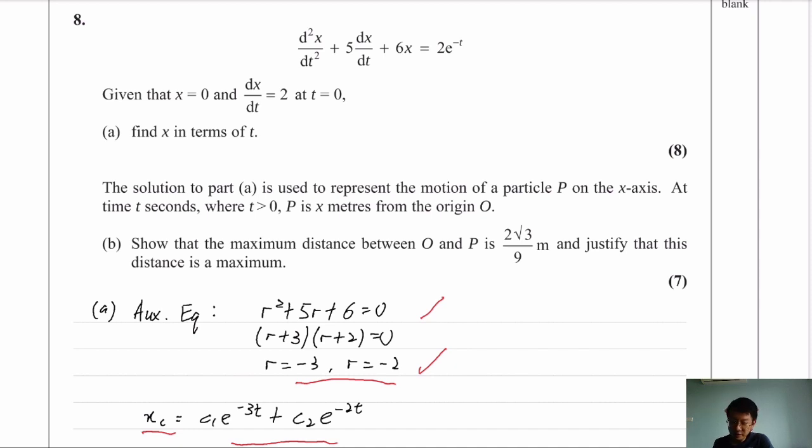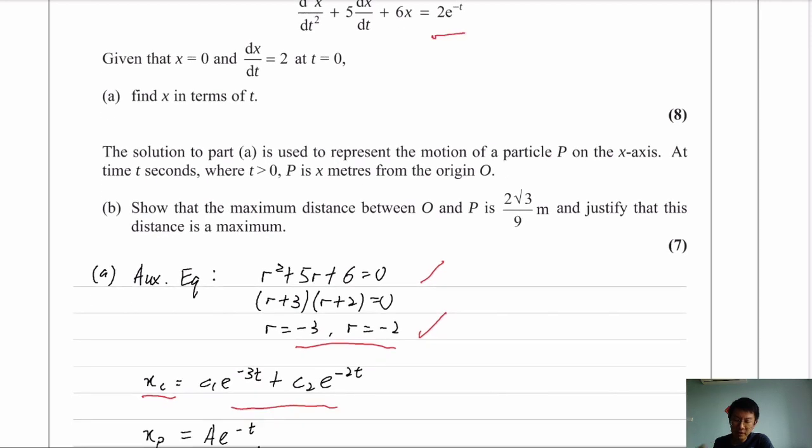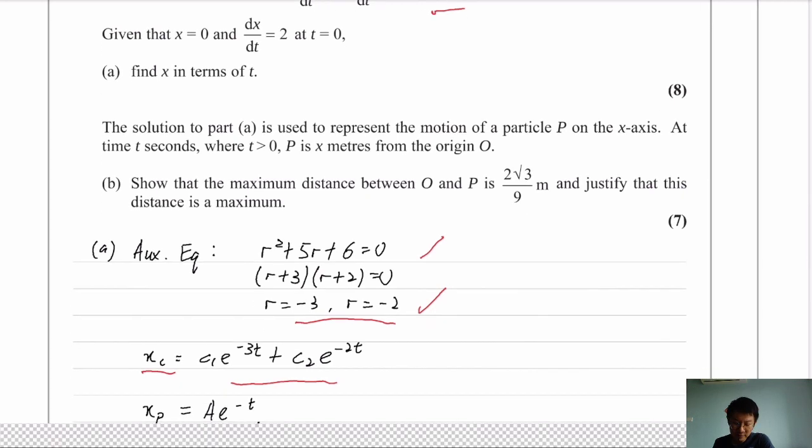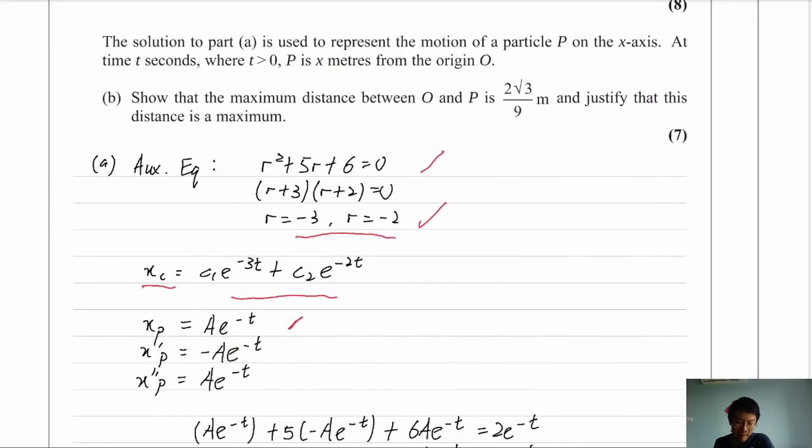As for the particular solution, because the right hand side is 2 times e to the power negative t, we make xp, our particular solution, equal to e to the power of negative t with an unknown constant. Let's put an a to it. So a is our unknown constant, and we are going to solve this.